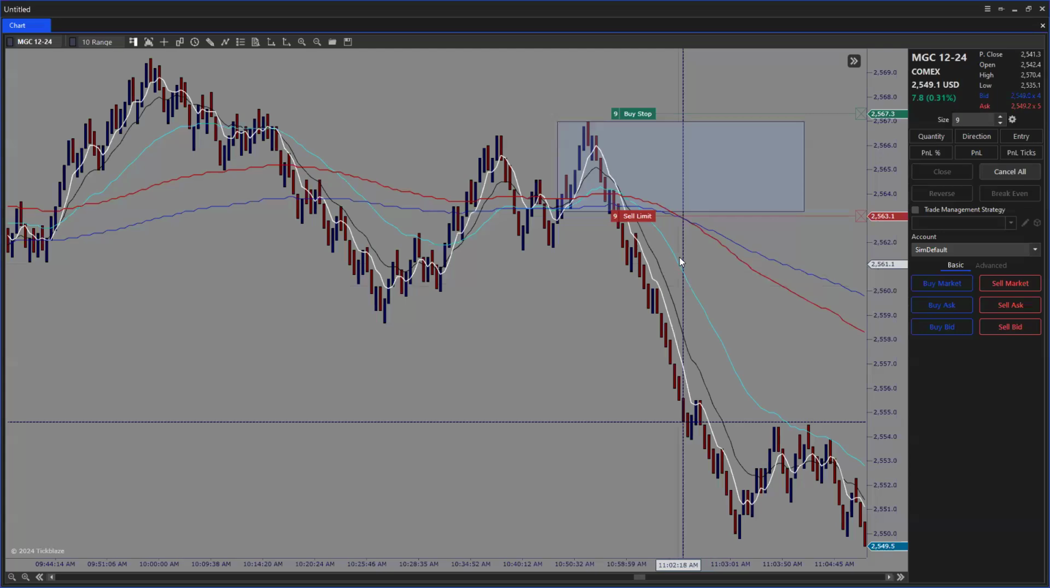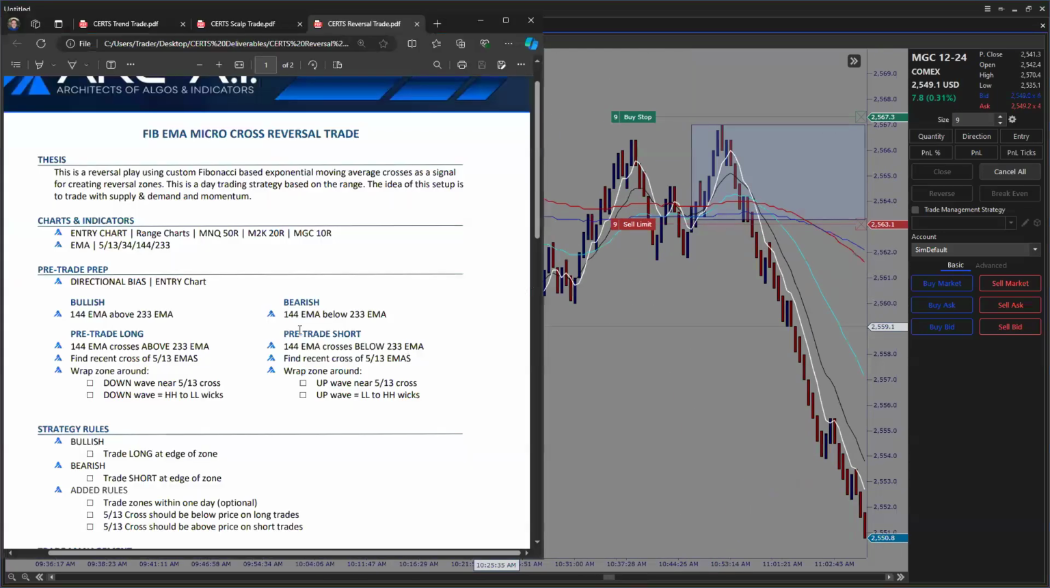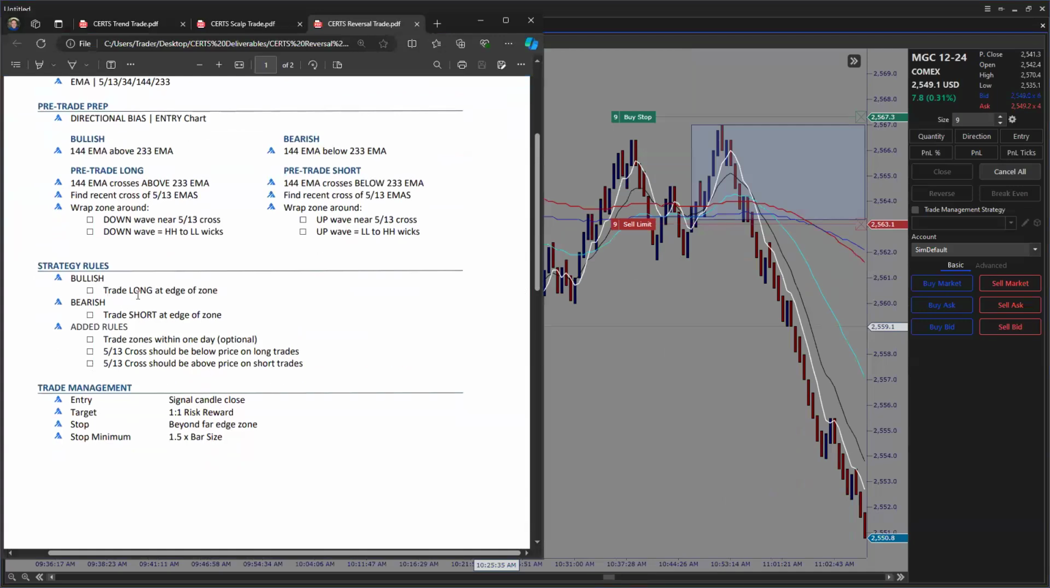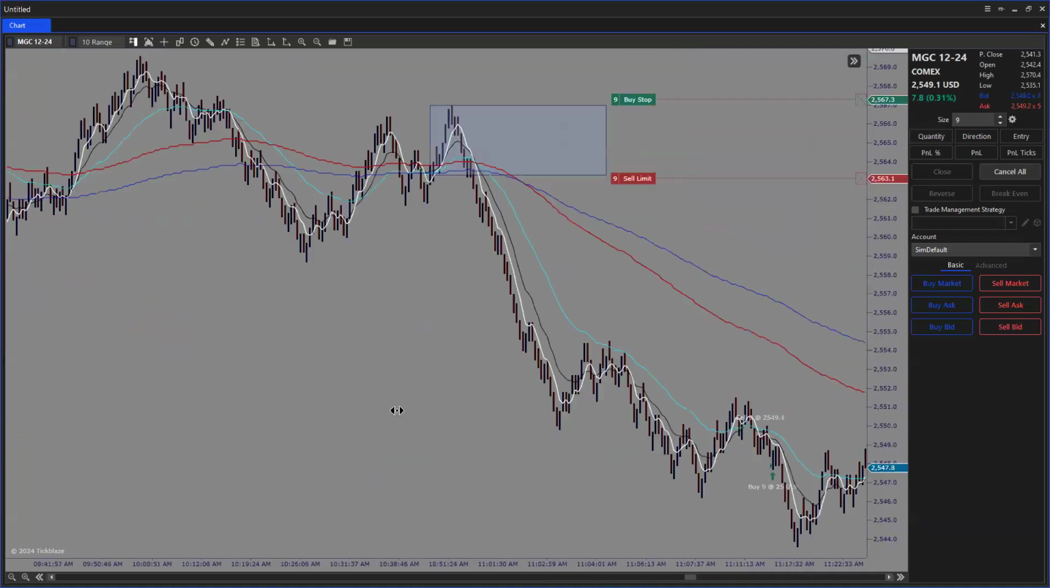Let's go back and we'll see if we can find some more. Some other rules, though: you want to trade short at the edge, as we talked about, and trade zones within a day. The cross on the 513 should happen above price. So price was down here, we need to go up. If the cross on the 513 is in the same area, then we need to go higher to find the next one. That is the idea behind it.